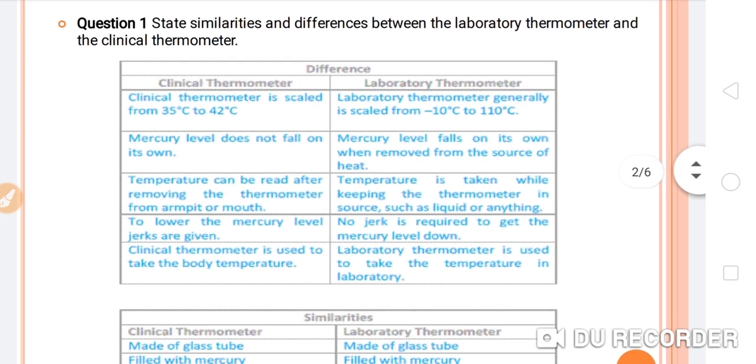First point, the clinical thermometer is scaled from 35 degrees Celsius to 42 degrees Celsius. And if we talk about the laboratory thermometer, it is generally scaled from minus 10 degrees Celsius to 110 degrees Celsius. Now the second point, in the clinical thermometer the mercury level does not fall on its own. But in the case of the laboratory thermometer, the mercury level falls on its own when removed from the source of heat.